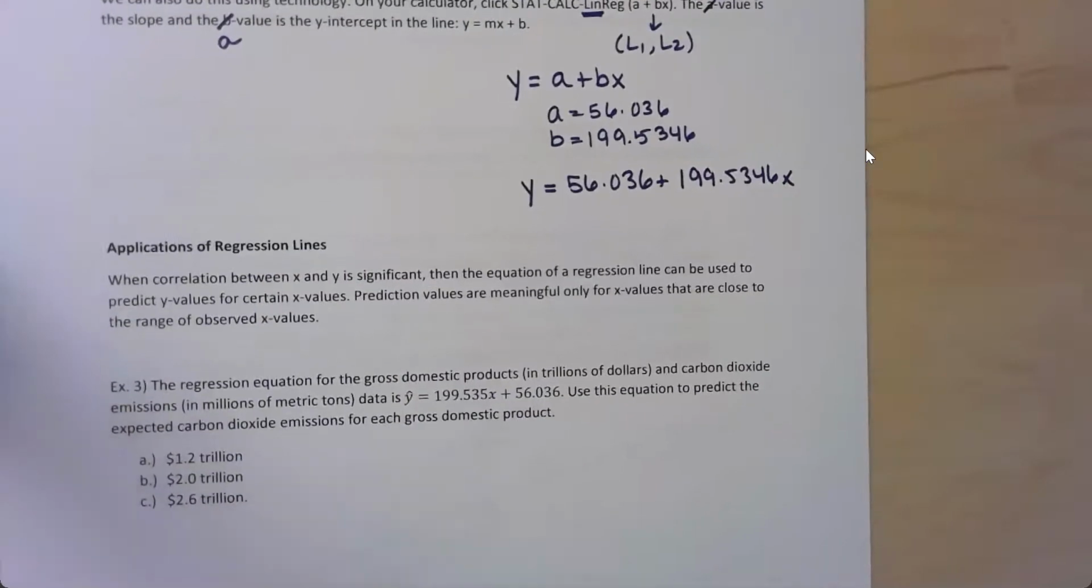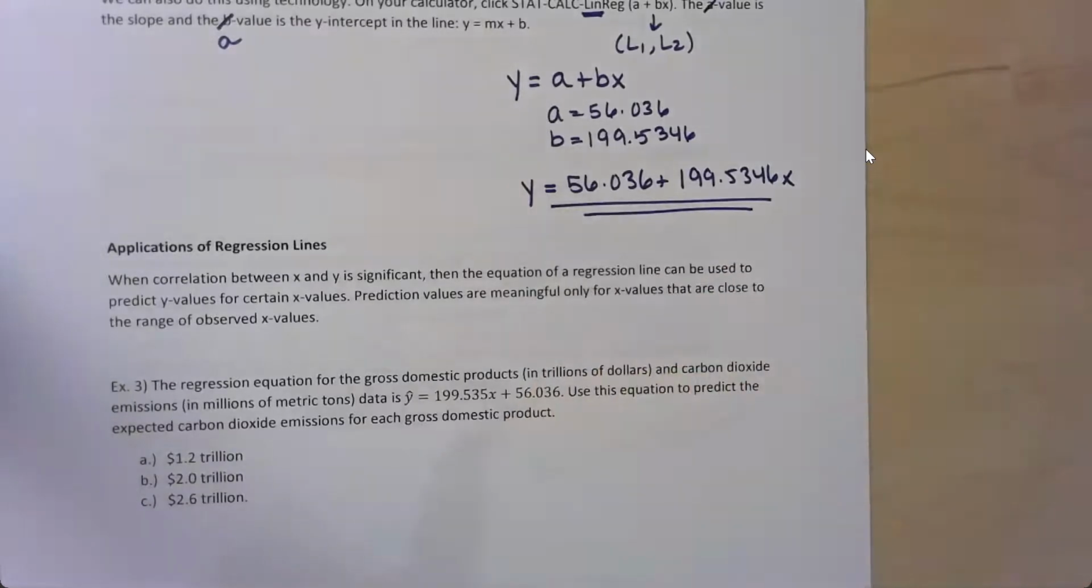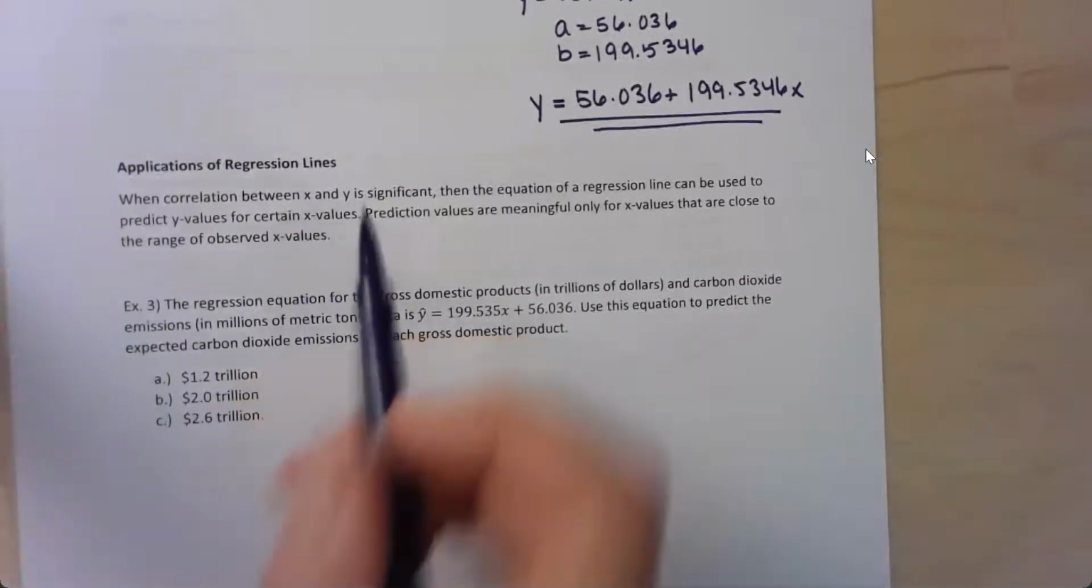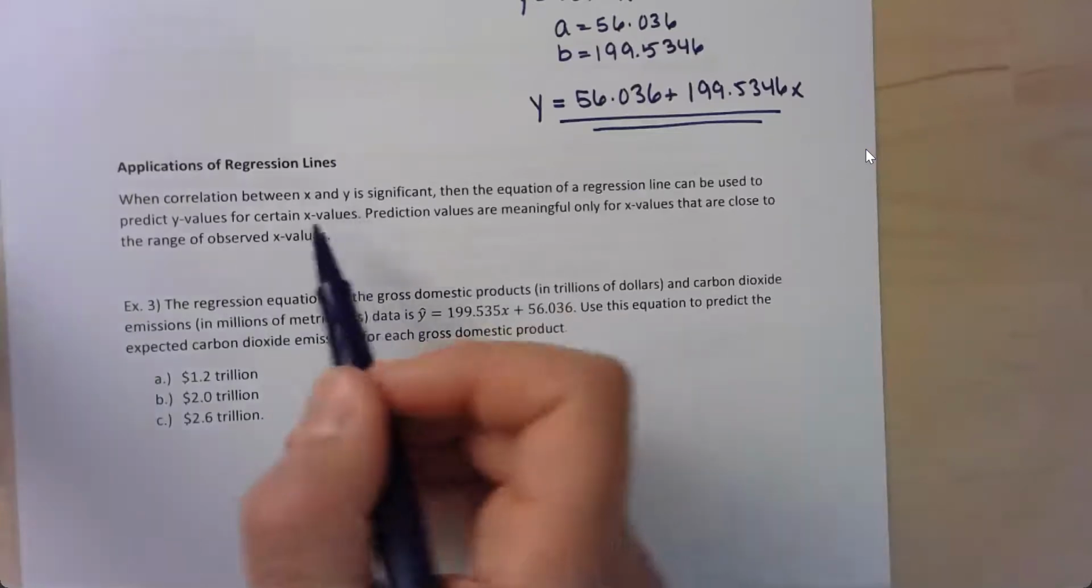Now that we have our formula here, we can go ahead and actually use this now to make predictions. So when the correlation between X and Y is significant, then the equation of the regression line can be used to actually predict Y values for certain X values.